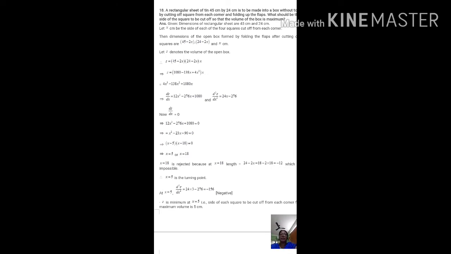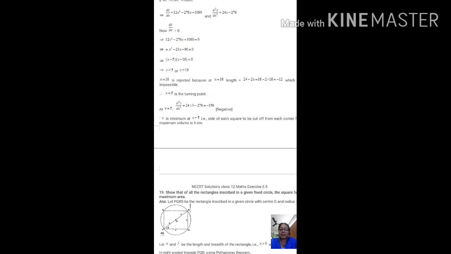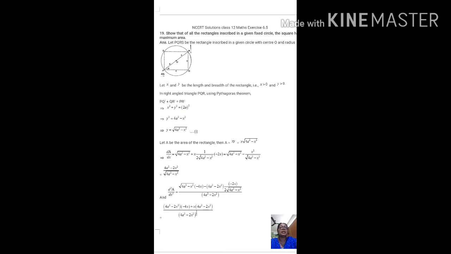Now at x equal to 5, we have to find the value of d squared z/dx square. That comes to minus 156. So z has a maximum value at x equal to 5. That means the side of each square to be cut off from each corner to get the maximum volume is 5 centimeter. Okay. Another type of sum which may come in the board, and generally this type of sums come in the board.